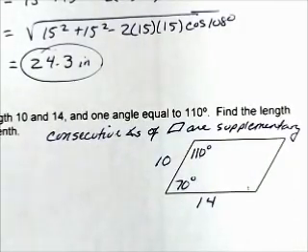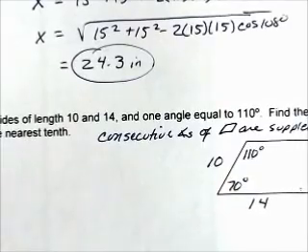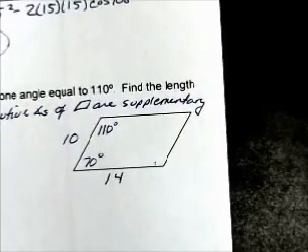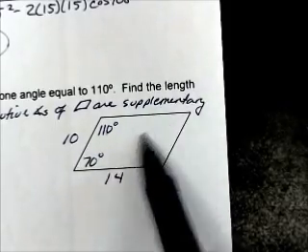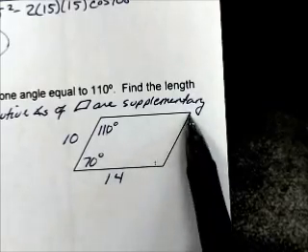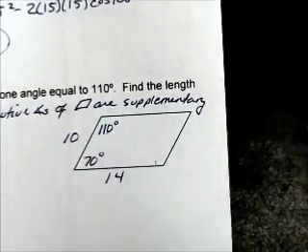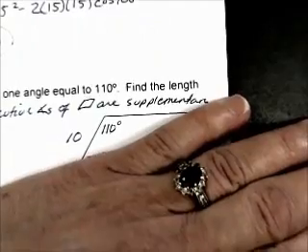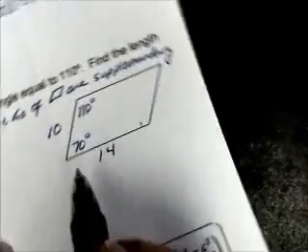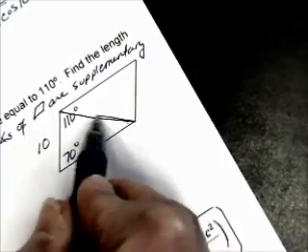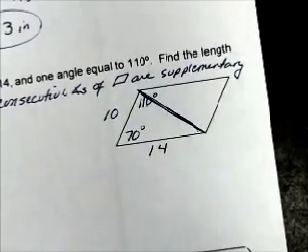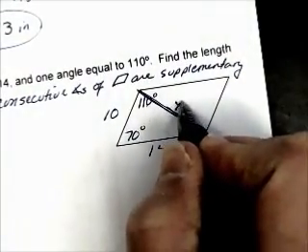Now, why do I need to know that? Well, it asks us for the length of the shorter diagonal. Okay, the shorter diagonal. Well, this would be my longer diagonal. I don't want to draw that one, because that would be longer because it would be opposite the greater angle if I split this up into a triangle. So this is my shorter diagonal, and that's what we're trying to find, this shorter diagonal. So I'm going to label this x.